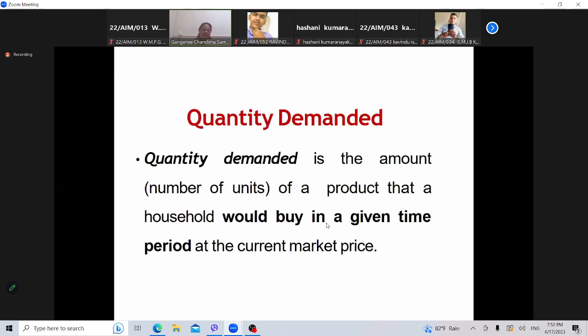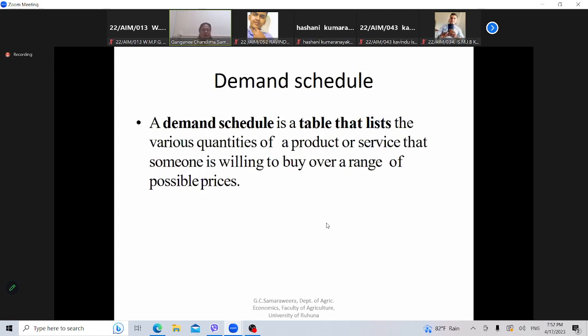Okay, so quantity demanded implies the quantity that a person demands. Quantity demanded is the amount or number of units of a product that a household would buy in a given time period at the current market prices. I'm not asking for definitions, but you need to understand the point: quantity demanded should consider a given time period at a given price.